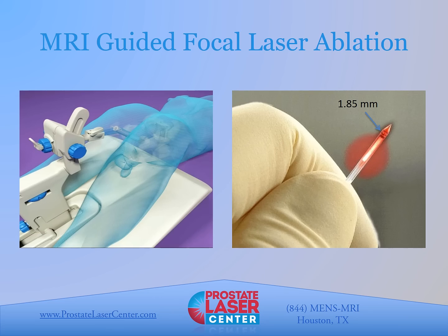So how's this done? A patient is laid prone on the MRI table. A needle guide about the diameter of my index finger is inserted after the patient is sedated. And then through that needle guide, there's a little opening which allows passage of a cooling cannula, which is 1.85 millimeters in diameter. Inside the cooling cannula, a laser fiber optic is placed, which allows the administration of the laser energy.